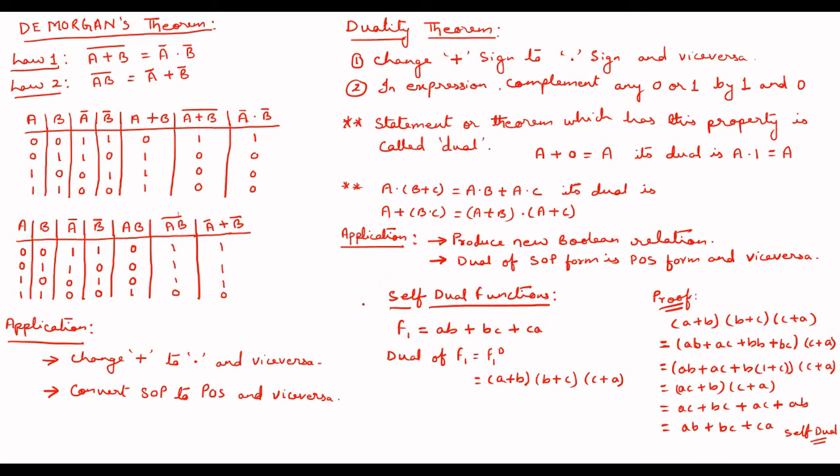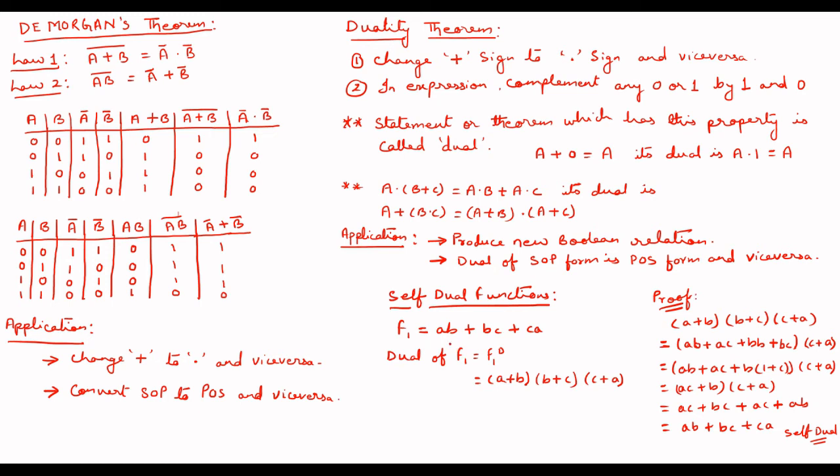Now this is an important thing over here: what is a self-dual function? If a function, which I represent as F1, is equal to AB + BC + CA, and if I use the duality theorem over here and F1 is equal to F1d, then it is called self-dual. That means the F1 equation is given, and if it is equal to F1d, the dual of this function is the same as the function itself, then it is called a self-dual function.